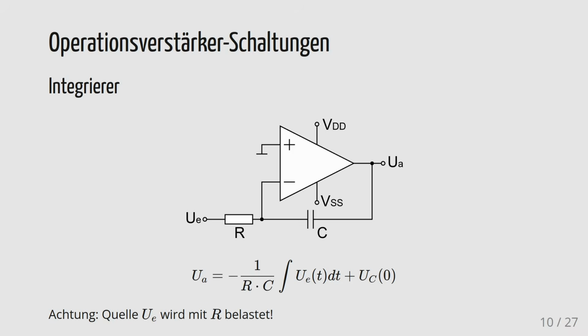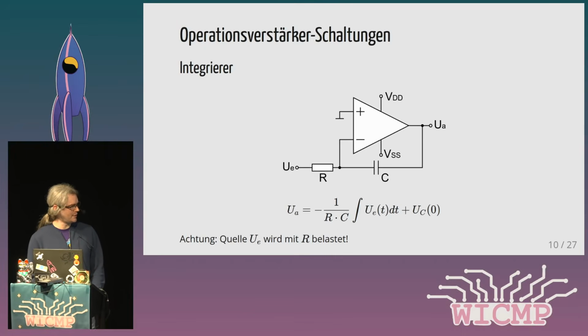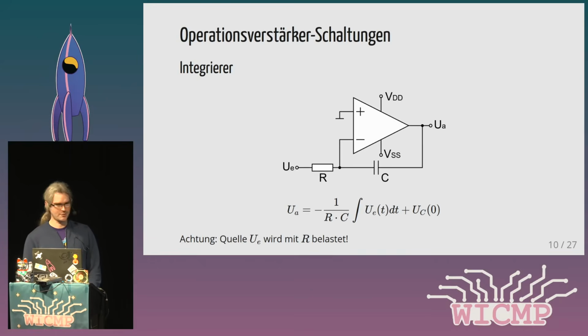Okay, let's continue. Now it's getting a little bit more complicated. Now we have the integrating component. It looks a bit like the inverting amplifier, but instead of the feedback resistor, we now have a capacitor in the feedback loop, and now this whole thing becomes time dependent. Let's start with time 0, and the capacitor is empty. Then we see there is UE over R1 or R, and this determines the current.